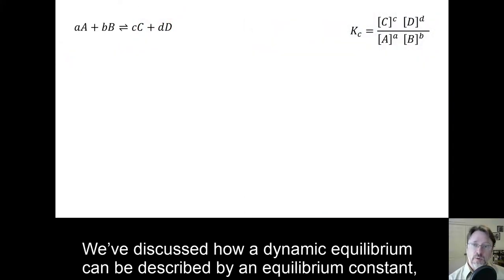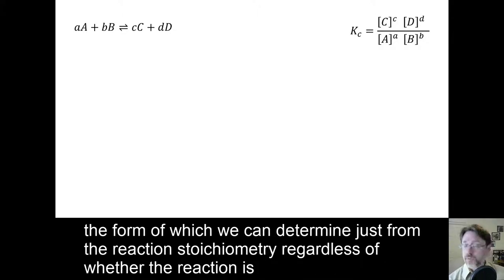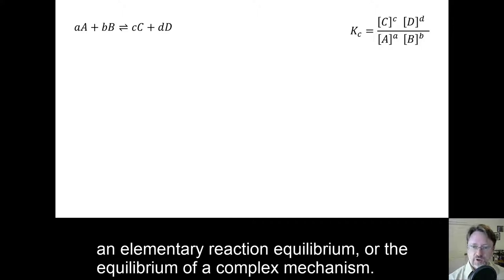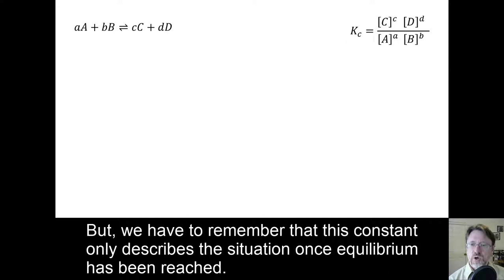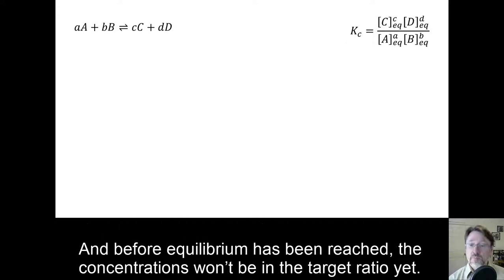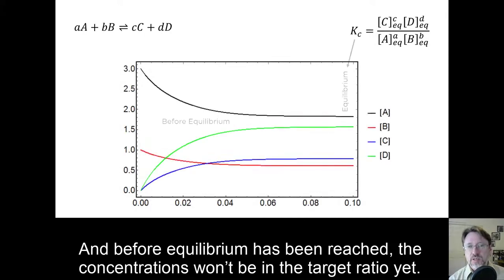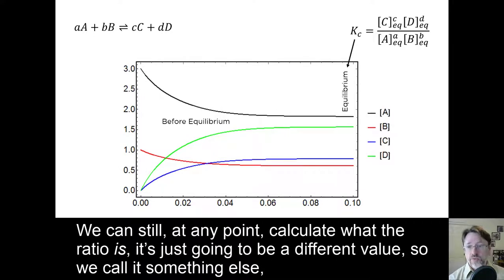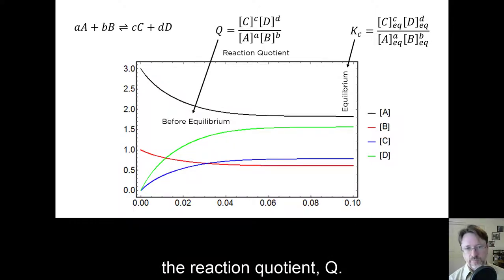We've discussed how a dynamic equilibrium can be described by an equilibrium constant, the form of which we can determine just from the reaction stoichiometry, regardless of whether the reaction is an elementary reaction equilibrium or the equilibrium of a complex mechanism. But we have to remember that this constant only describes the situation once equilibrium has been reached. And before equilibrium has been reached, the concentrations won't be in the target ratio yet. We can still, at any point, calculate what the ratio is. It's just going to be a different value, so we call it something else, the reaction quotient, Q.